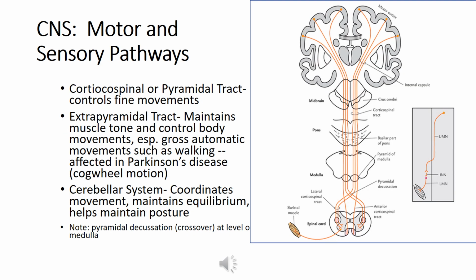The central nervous system has motor and sensory pathways. Cortical spinal or pyramidal tract controls fine movements, and extrapyramidal tract maintains muscle tone and controls body movements, especially gross automatic movements such as walking, which is commonly affected in Parkinson's disease. The cerebellar system coordinates movement, maintains equilibrium, and helps maintain posture.